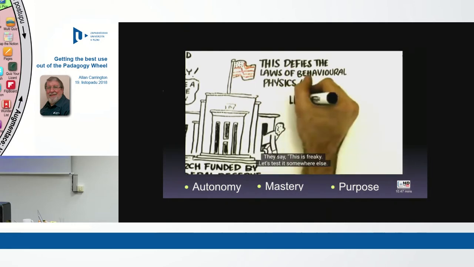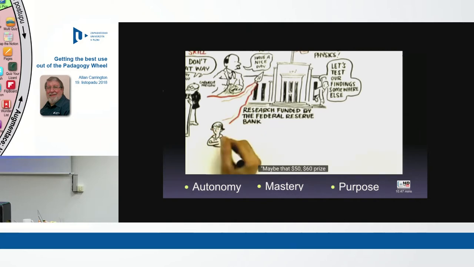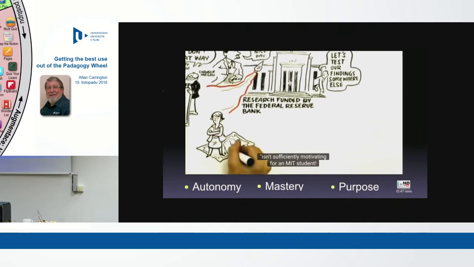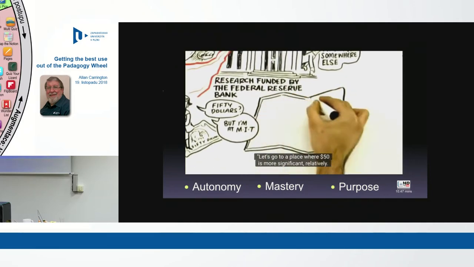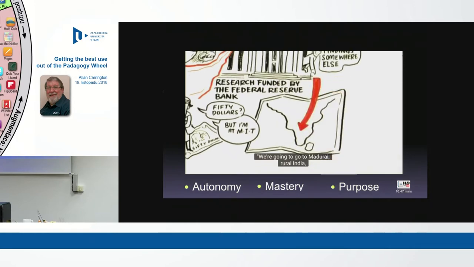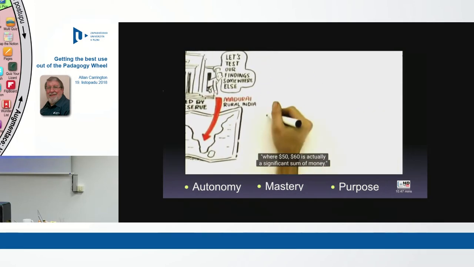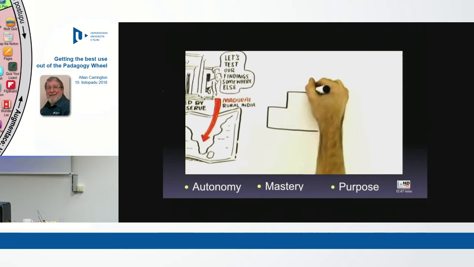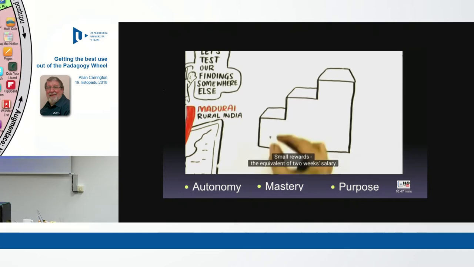So what do they do? They say, this is freaky. Let's go test it somewhere else. Maybe that $50 or $60 prize isn't sufficiently motivating for an MIT student, right? So let's go to a place where $50 is actually more significant relatively. We're going to go to Madurai, India, rural India, where $50, $60, whatever the number was, is actually a significant sum of money. So they replicated the experiment in India roughly as follows. Small rewards, the equivalent of 2 weeks' salary.